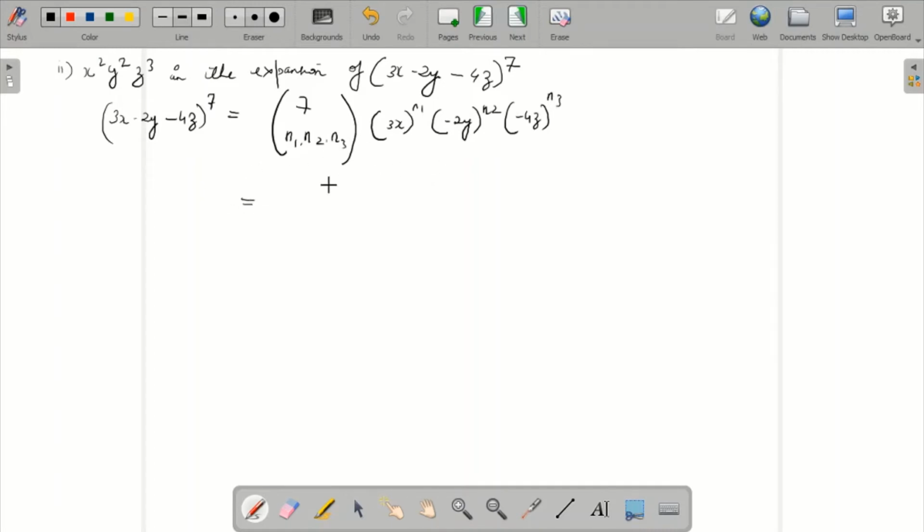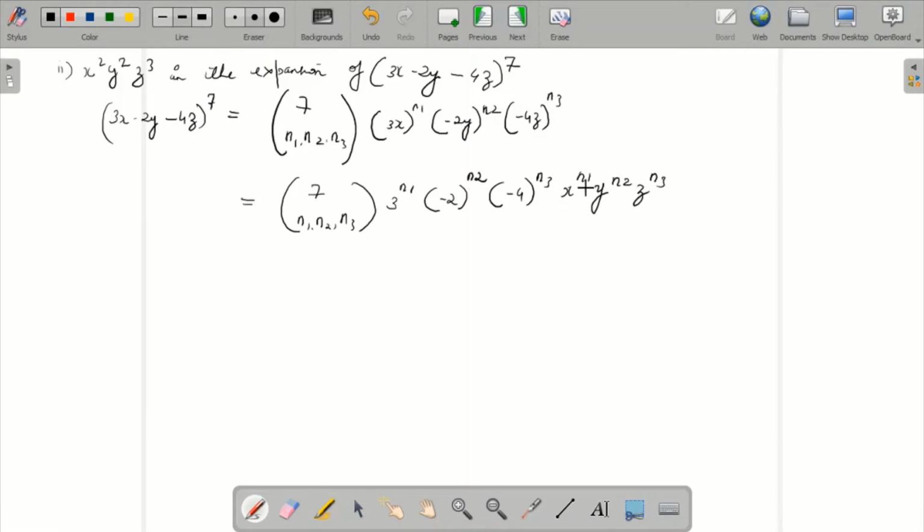Now here itself let us try to separate this. 7 I wrote as it is, n1, n2, n3. Try to separate the coefficients and the variables separately, so it is 3 to the power n1, and let me take minus 2 to the power n2, and let me take minus 4 to the power n3. I took all the coefficients out, and here I'll write x to the power n1, y to the power n2, and z to the power n3. Now this is the form.